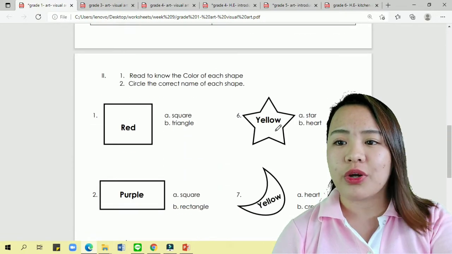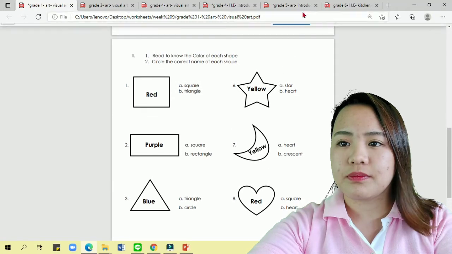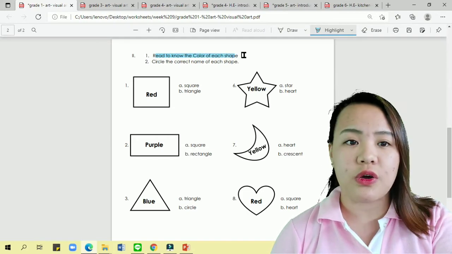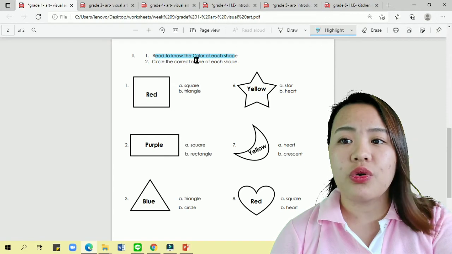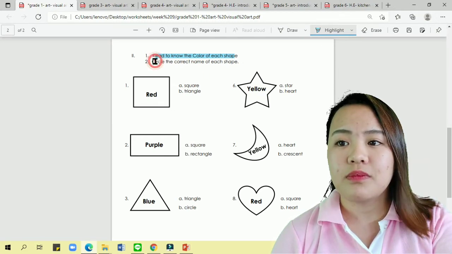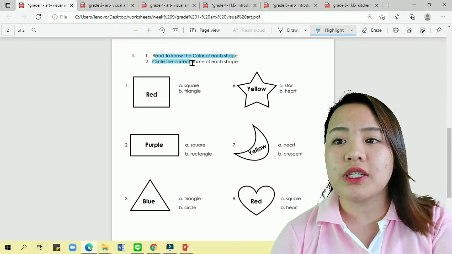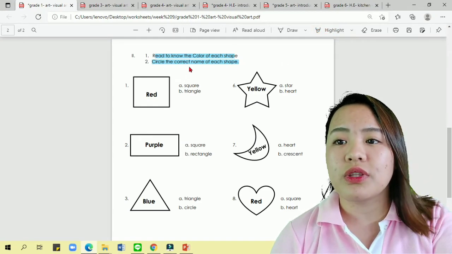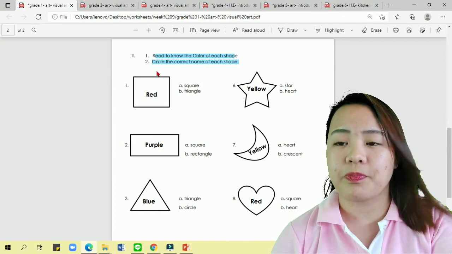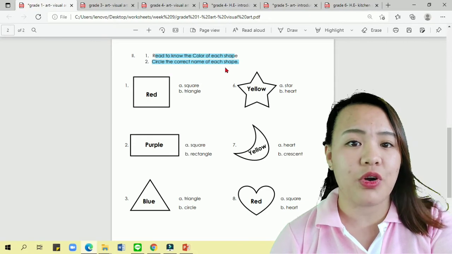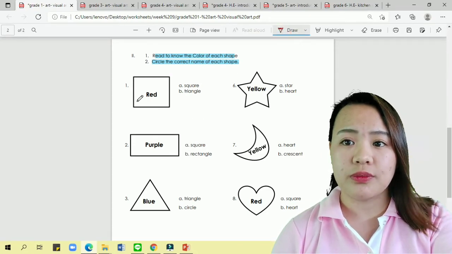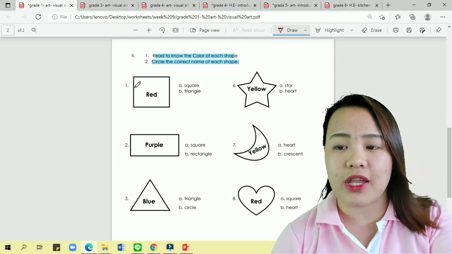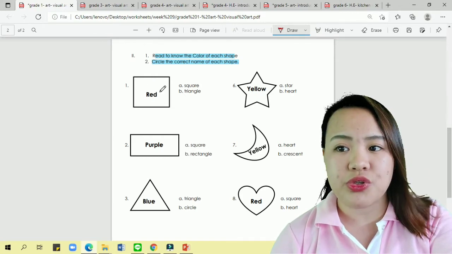Now let's move on to our next test. What to do? I want you to read to know the colors of each shape. 2. Circle the correct name of each shape. Let's try. Here, you are going to read first this one. So what color is that? That's red. So I want you to color this picture red.